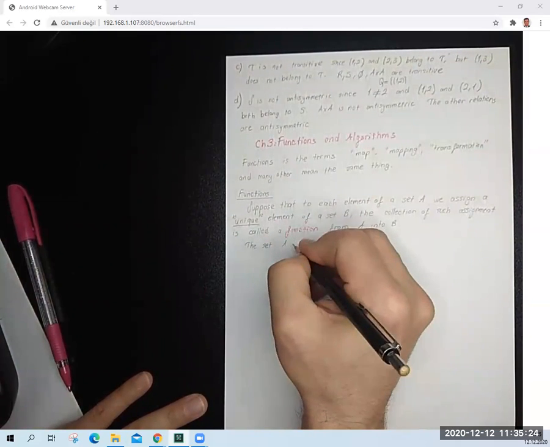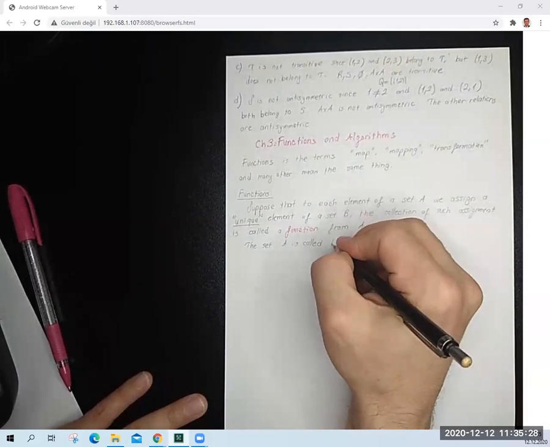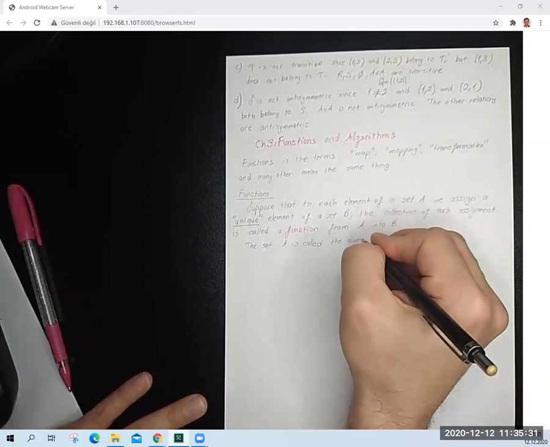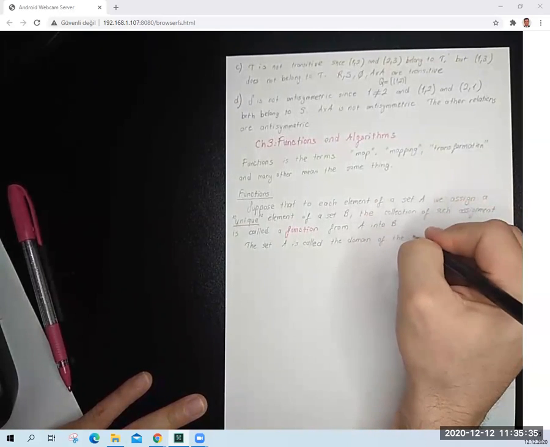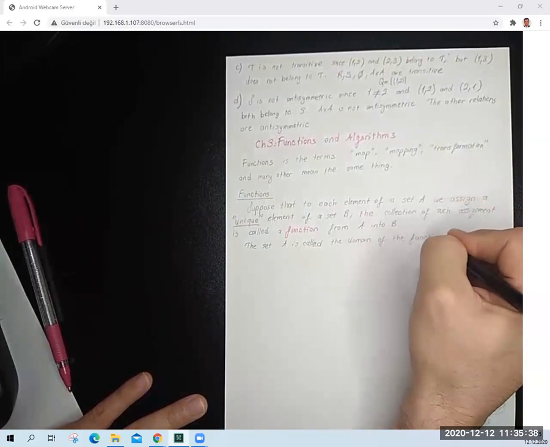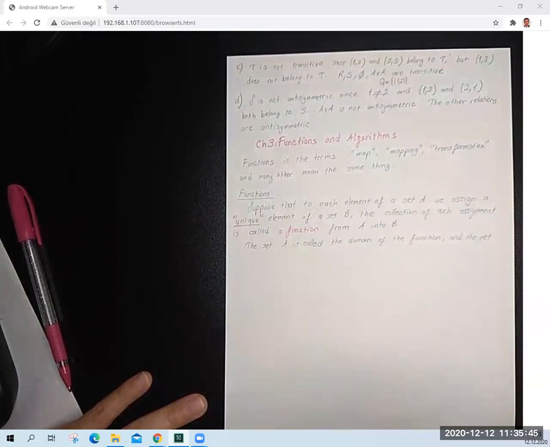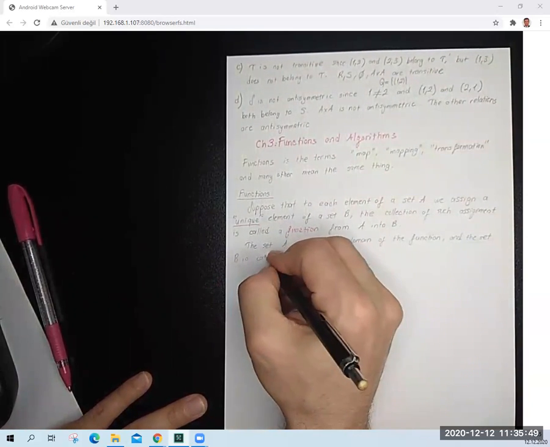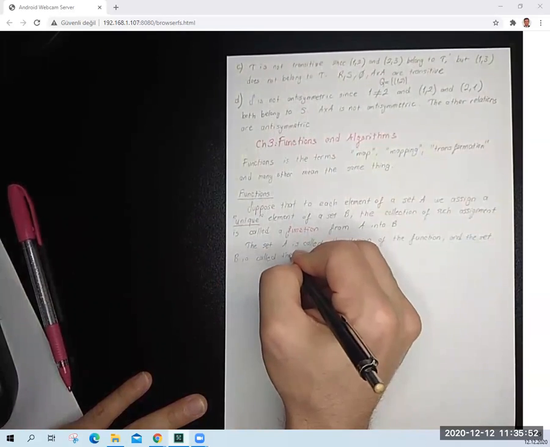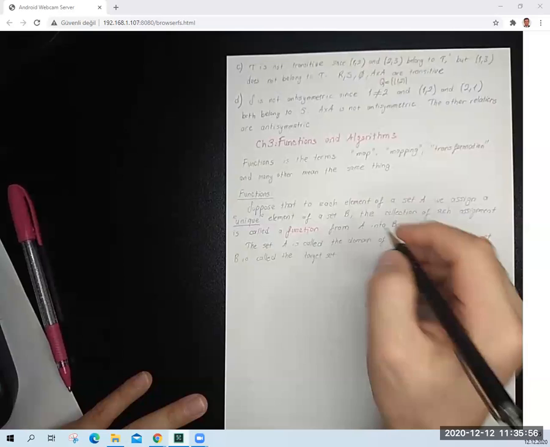The set A is called the domain of the function, and the set B is called the target set or codomain.